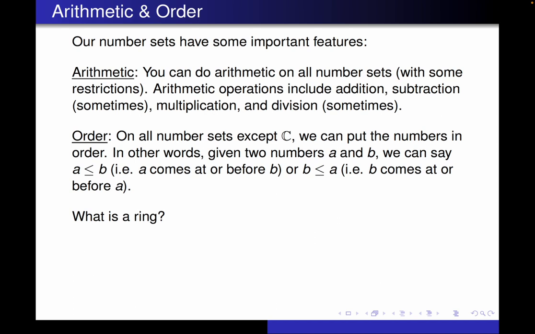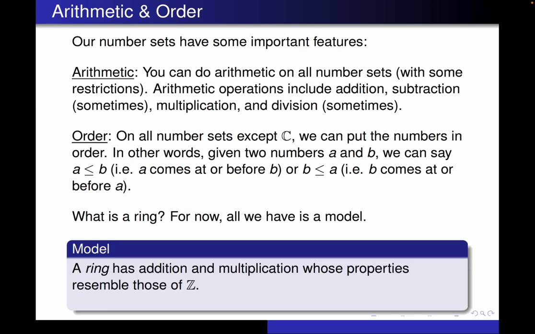One of the big questions we're going to be asking for the first half to maybe two-thirds of the semester is, what is a ring? Okay, and I could just give you a definition, but it's going to be much more helpful when we go through some examples and see the issues that are involved. But for now, all we're going to have is a model to tell us what a ring is. And our model is going to be the integers. So a ring is something that has addition and multiplication, and has properties that are similar to those of the integers. And that's a little bit vague, but for right now, that's what we've got to work with.